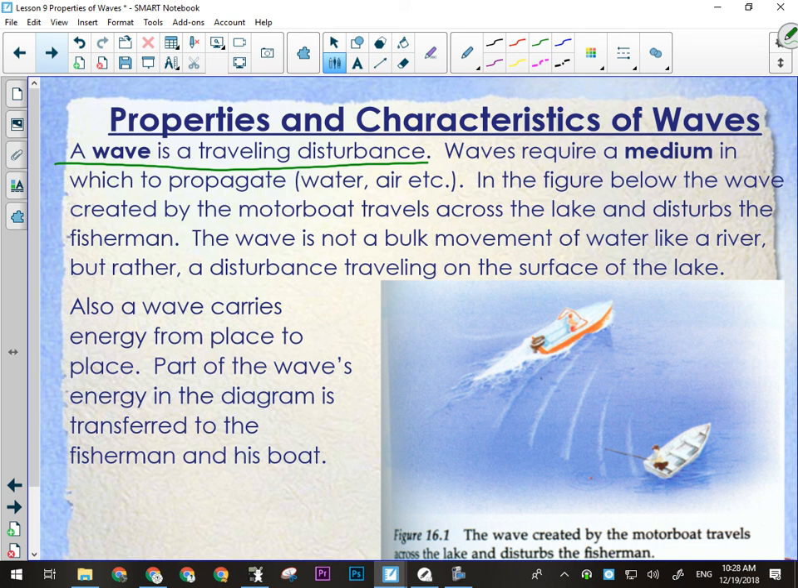Now, the other thing we need to remember is that a wave is not a bulk movement of water like a river. In a river, water moves from point A to point B. In a wave, the water does not move from point A to point B. The wave moves from point A to point B. What does the water do?